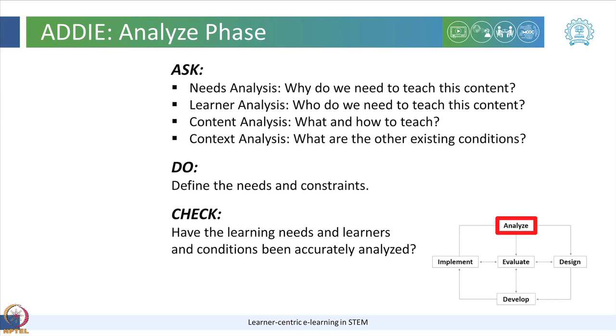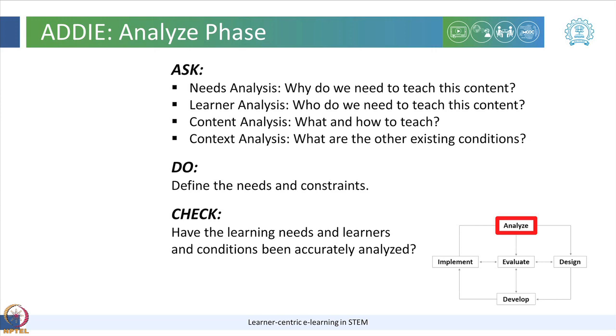And the context analysis: what are the other existing conditions? Is it a one-to-one model where every learner has a device? Are they working on laptops or are they working on tablets? Or is it the teacher who's showing this in a classroom? What's the kind of internet bandwidth that learners might have access to, and so on.